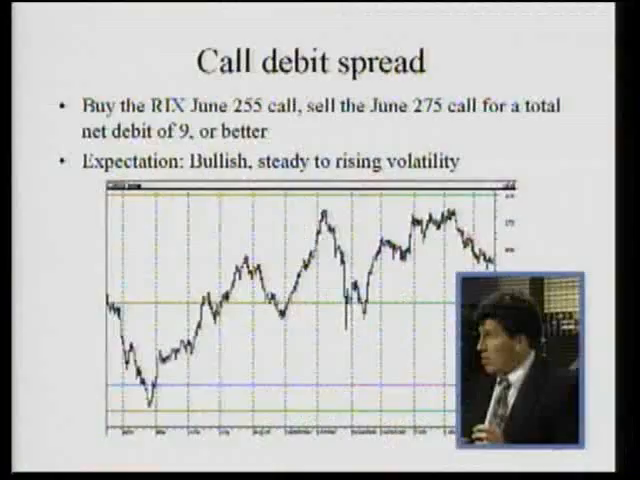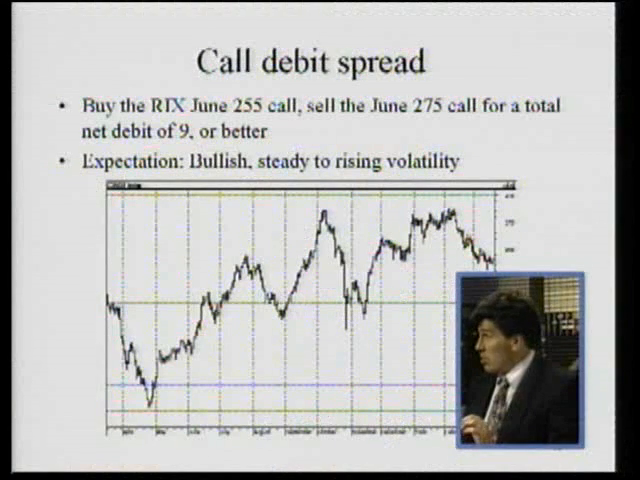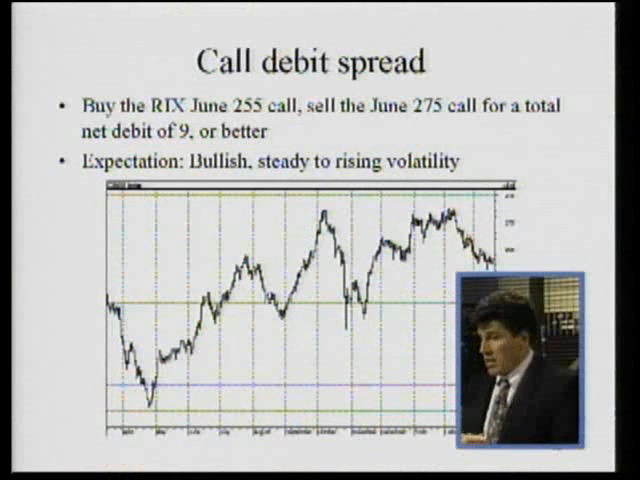First, we're going to take a look at the real estate index and a call debit spread on the real estate. It's a vertical spread because we're going to buy options of the same expiration series, Junes. We're going to buy the same type, calls, but the strike prices are going to be different, 255 versus 275. We're going to buy the 255 call and sell the 275 call. Again, this is on the real estate index.